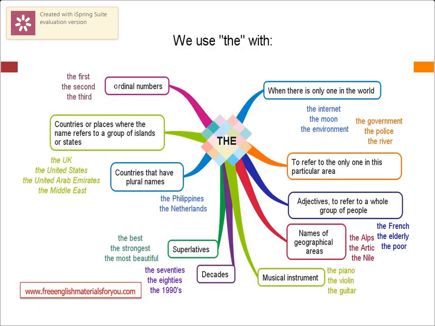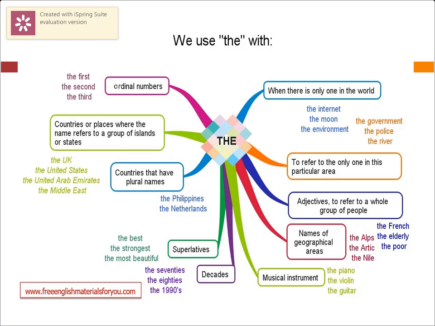Now let's look at the usage of the article the, or the definite article. The primary use of the definite article is to particularize the nouns. So it is always used before the nouns which the listener or the reader already understands. So if you're talking about a noun for the first time, we use the indefinite articles a or an. But if we are talking about the same noun the next time, we use the definite article the. So that's the primary use of the article the.